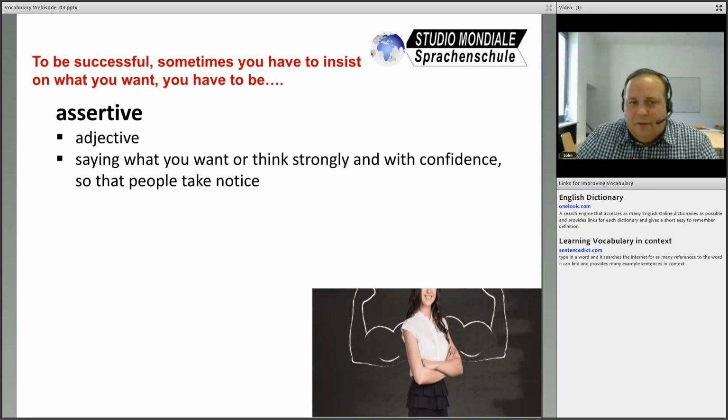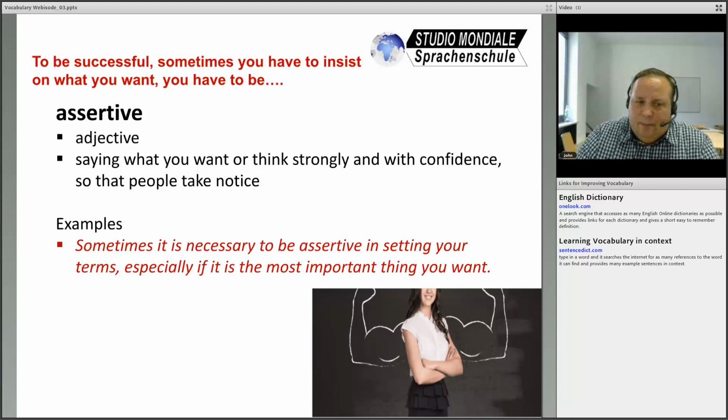Now, assertive is an adjective which just means saying what you want or think strongly and with confidence so that people take notice. So, for example, sometimes it's necessary to be assertive in setting your terms, especially if it's the most important thing you want. So if there's something in your contract, for example, that you cannot give away to a supplier, then you have to be assertive on making sure that you get what you want when it comes to that.